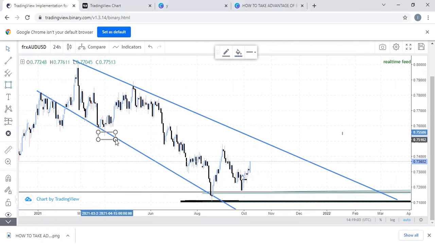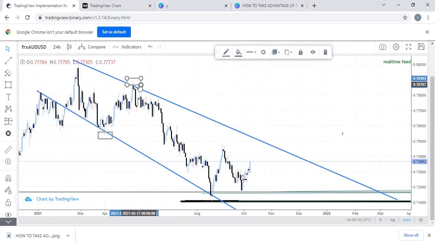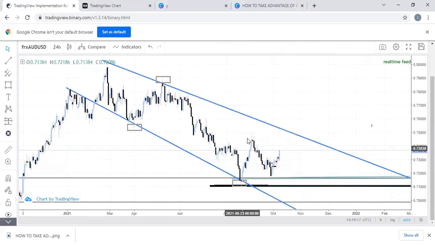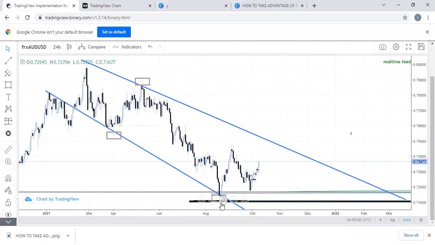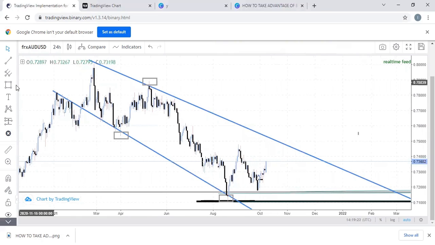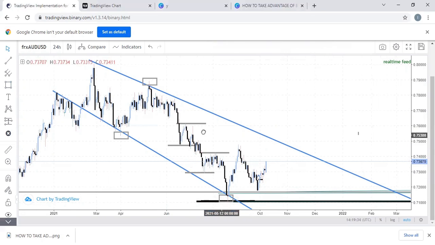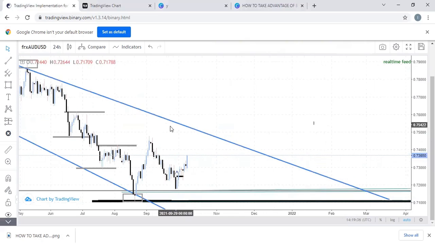Price touching this region, price touching this region, creating a series of lower highs and lower lows in the market. Price made this high, made this final low, which was a touch on the trend line. But inside that trend line, you can also see lower highs and lower lows being created on the daily. This was the low, this was the high, this was the low, this was the high. So you know that we are in a downtrend on the daily.